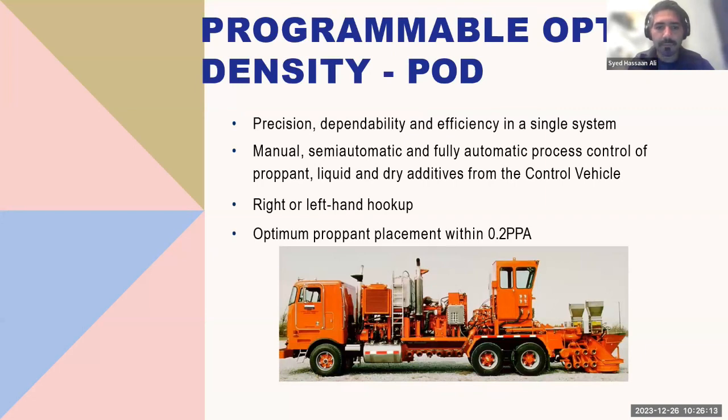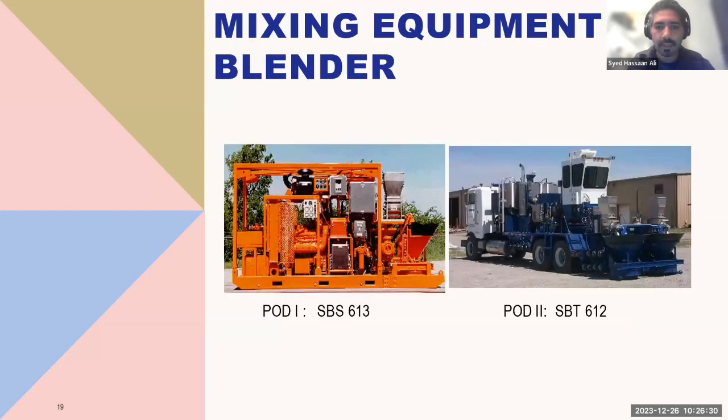This is another type of what we call a pod. It's a single delivery system in which fully automatic process control is used for mixing of propellant, liquid, and dry additives from the control vehicle. This is another type of blender. This one which you see over here is skid mounted. It can be used on an offshore application, and the one on the right hand side is more for onshore applications.